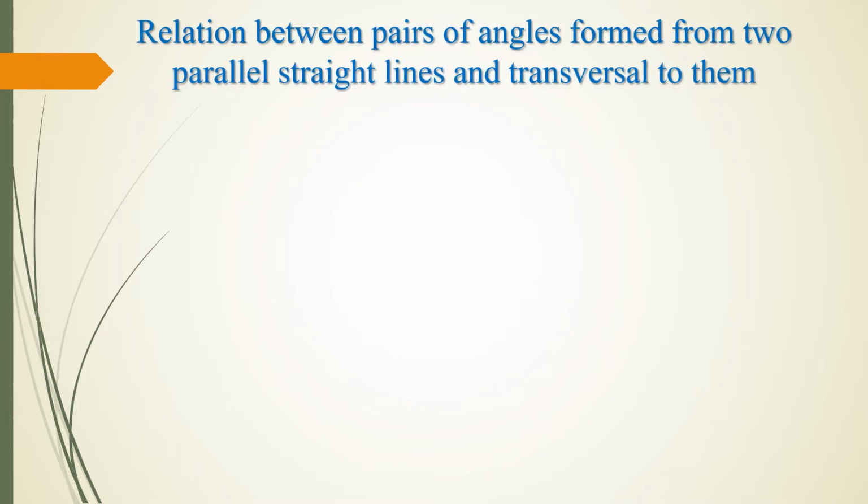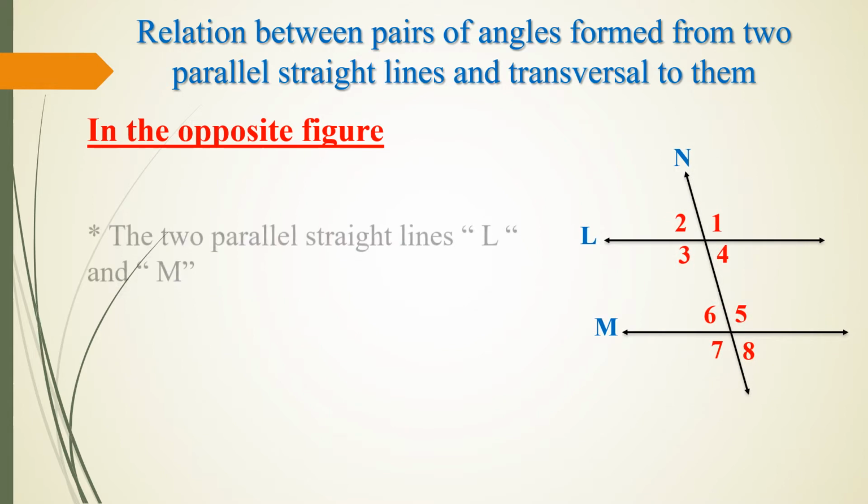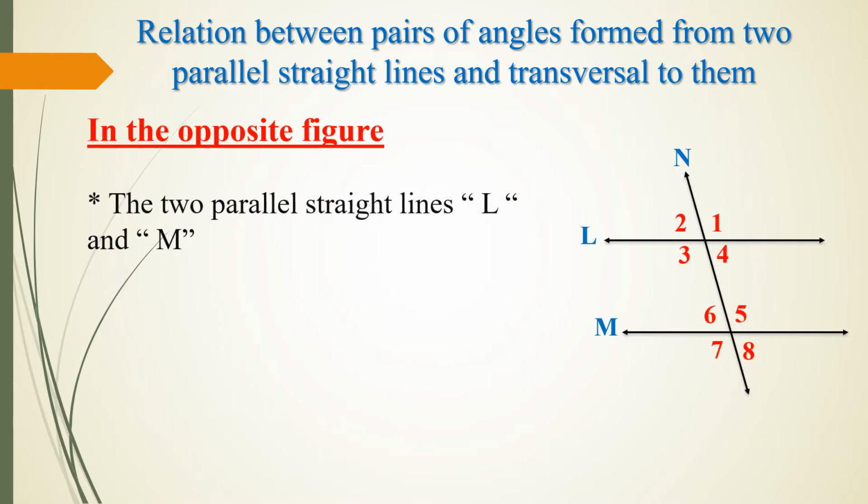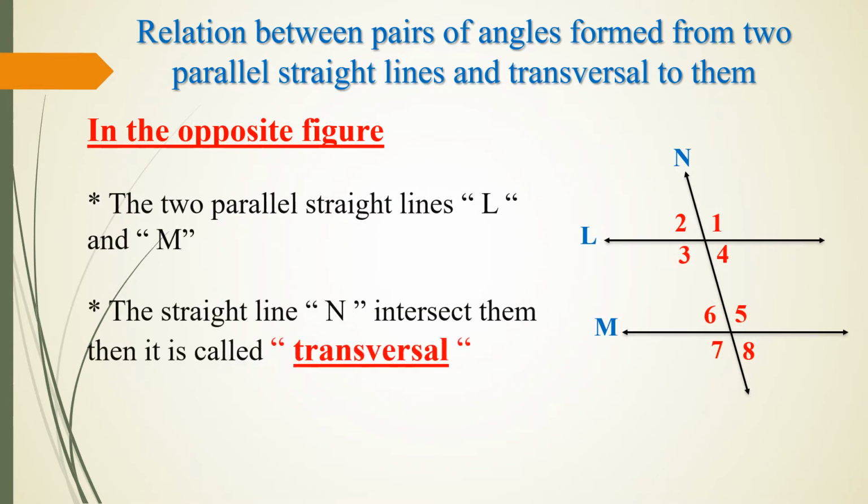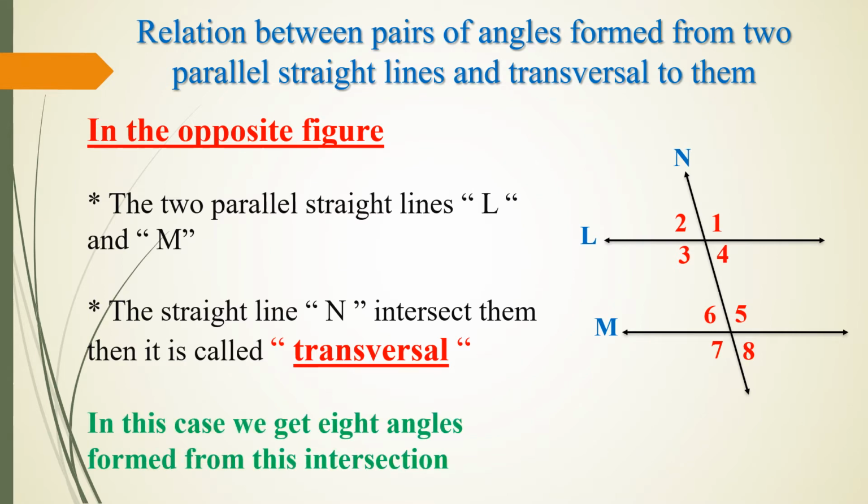Relation between pairs of angles formed from two parallel straight lines and a transversal to them. In the opposite figure, the two parallel straight lines L and M, and the straight line N intersects them, then it is called a transversal. So, the straight line N is called a transversal to the two parallel lines L and M.